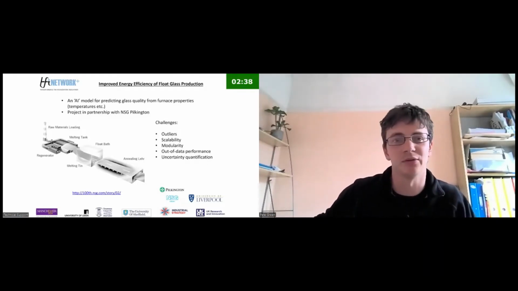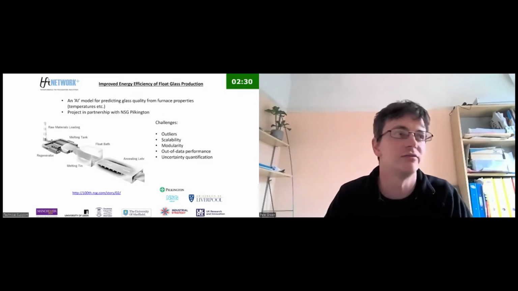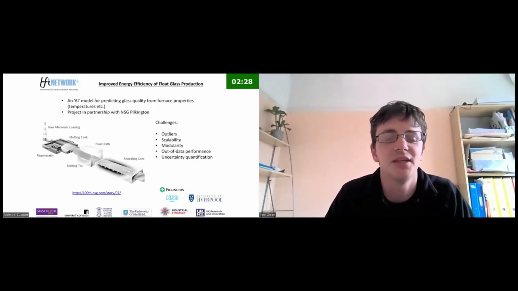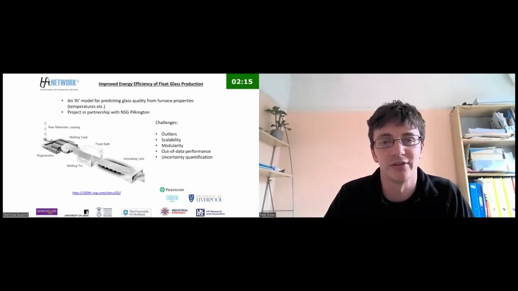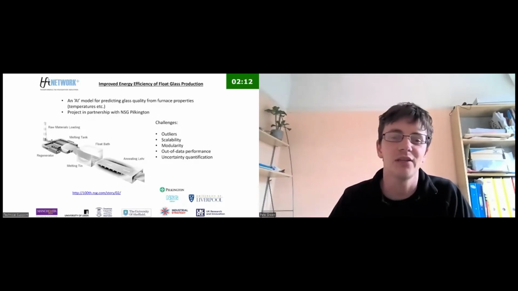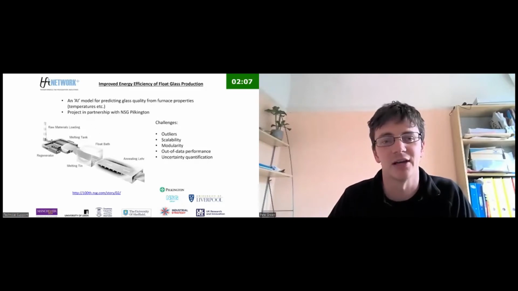What we're doing is building a machine-learned model that tries to predict glass quality from various properties of the furnace, so temperatures and pressures and so on. It's quite hard for a number of reasons. One of them is the timelines associated with the process. If something happens right at the beginning of the process, then you might not see an effect on product quality for 72 hours. If something happens near the end, then you might not see an effect for 4 hours. And so we have to account for those time lags and try and learn those from the data at the same time as learning the underlying relationship.